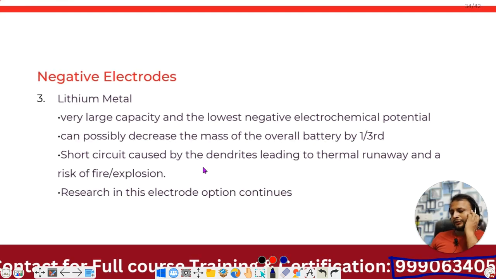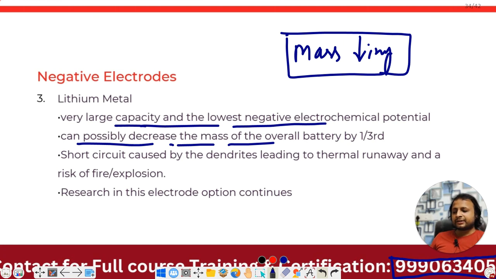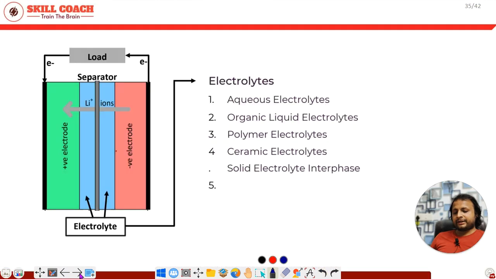And the next negative electrode is what? Lithium metal, with very large capacity and the lowest negative electrochemical potential, and it can possibly decrease the mass of the overall battery by one third. So that is the decrement of mass, which is impressive. And the short circuit caused by dendrites leads to thermal runaway and risk of fire and explosion. This is again a problem. Research in this electrode option is continuous. People are working to make it better and better. That is lithium metal. Research is going on, and in some way people will find a solution to this problem, and in that case it will be better, I think.